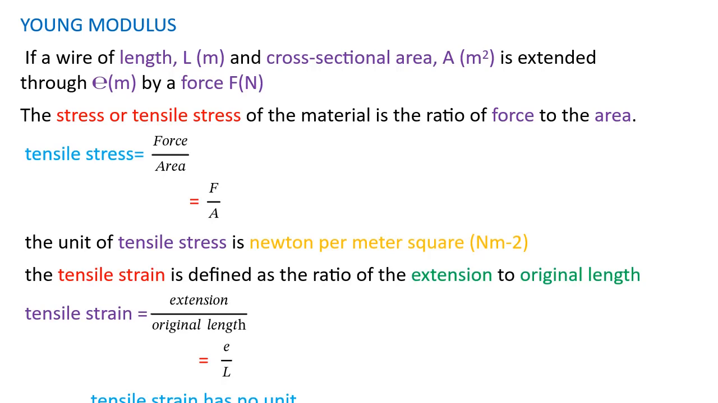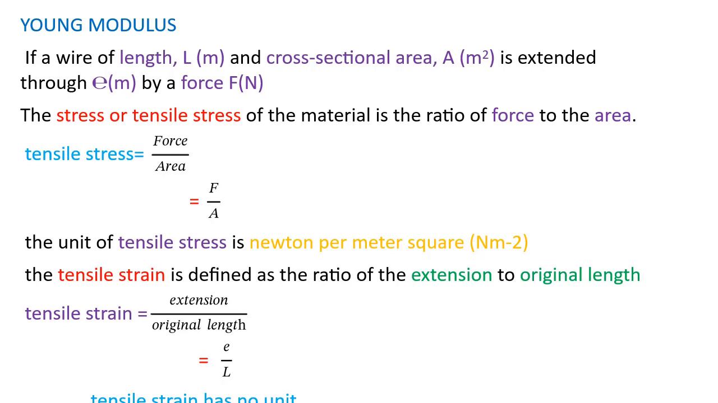Also, we have what we call tensile strain. The tensile strain is defined as the ratio of the extension to the original length. It can be expressed mathematically as tensile strain equals extension over original length, E over L, where E is the extension and L is the original length.